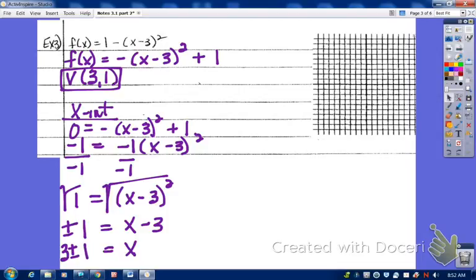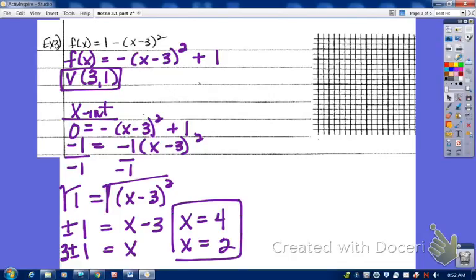3 plus or minus 1. That 3, you'll add 3 to both sides, and that 3 will be written to the left of your plus and minus. So you are going to have x-intercepts here. What are the two x-intercepts? 4 and 2. Anybody have questions about the x-intercepts?